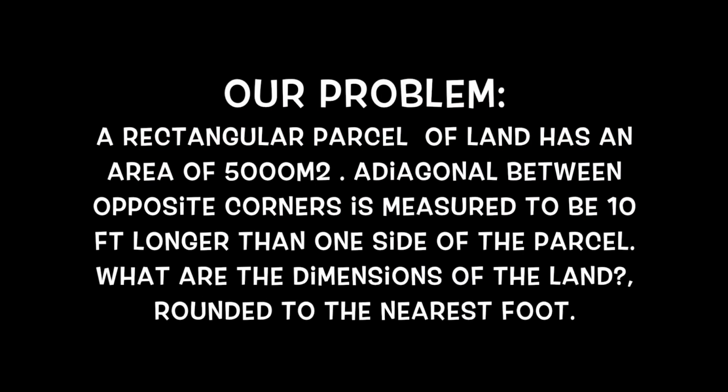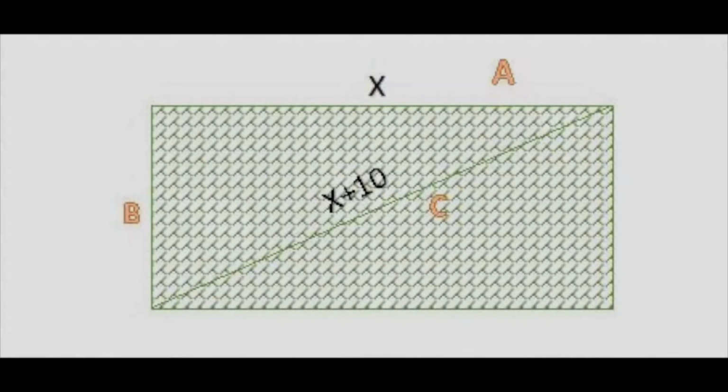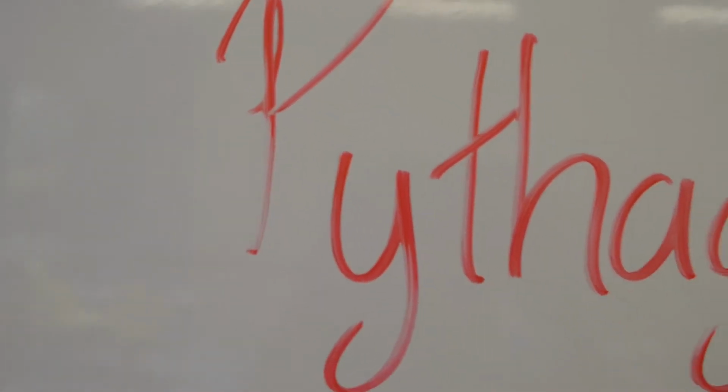A rectangular parcel of land has an area of 5,000 square meters. A diagonal between opposite corners is measured to be 10 feet longer than one side of the parcel. What are the dimensions of the land, rounded to the nearest foot? Our problem is solved by Pythagoras Theorem.